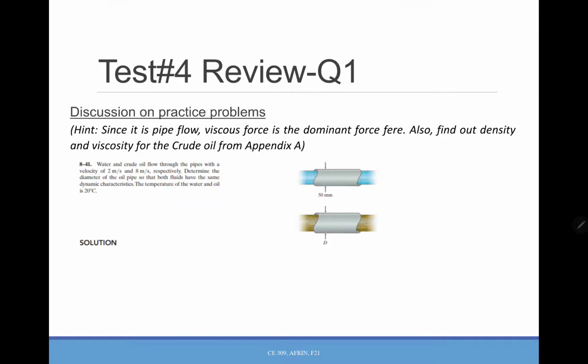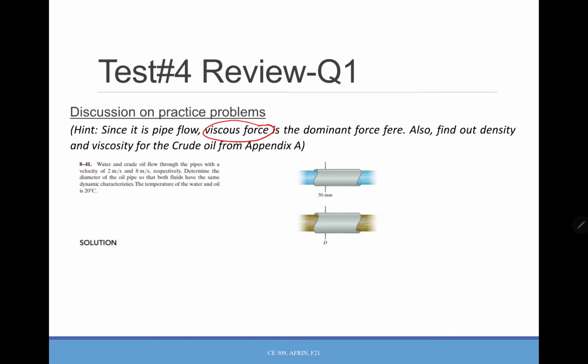Class, I will go through very briefly some of the problems for test 4 review, so that you can work on this problem for grade. So for the first one, it is saying that you have two setups. One is for water, one is for crude oil, and usually for pipe flow, viscous force is the dominant one here, so that's why you need to use the Reynolds number.